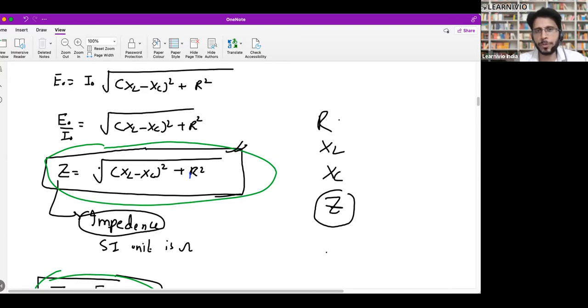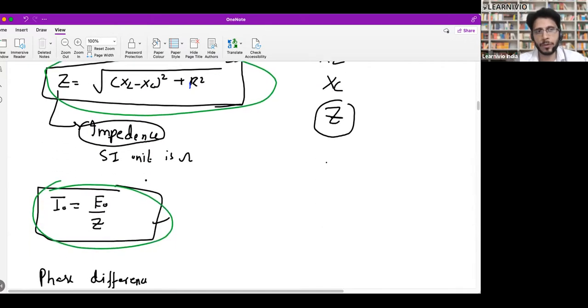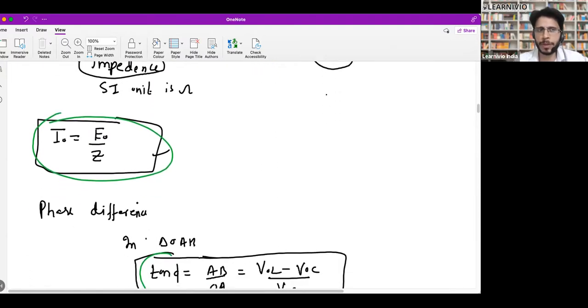Yes, Abdullah. What would be the impedance Z for the RL circuit? R square plus XL square. Yes, just take XC equal to 0. When you take current, it would be E naught by Z only.